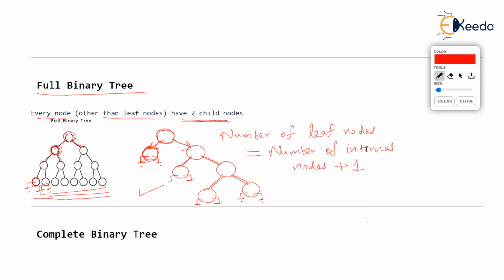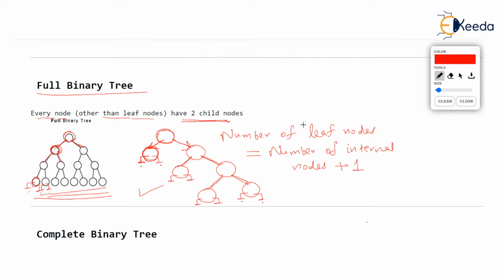By the way, the number of leaf nodes equals the number of internal nodes plus 1. Just count how many leaf nodes there are in this tree. The mouse is hovering on the leaf nodes: 1, 2, 3, 4. 4 leaf nodes. And how many non-leaf or internal nodes? 1, 2, 3. Perfect. The number of internal nodes is 3. 3 plus 1 is 4, and that's the number of leaf nodes.